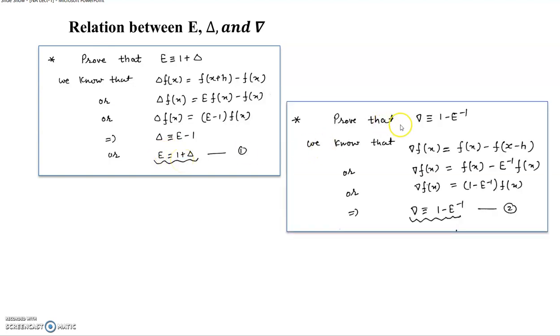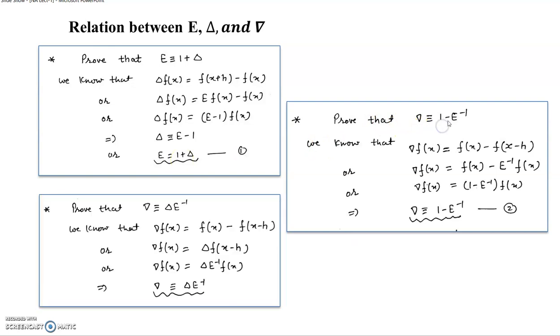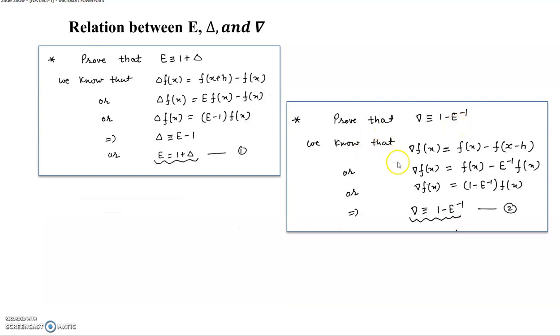Our next relation is to prove that nabla is equivalent to 1 minus E inverse. We know that nabla f(x), the backward difference operator, is equal to f(x) minus f(x-h). So this f(x-h) can be written as E^(-1) f(x). If we have x+h, then it will be E raised to power 1, and if we have x-h, then it will be E raised to power minus 1.